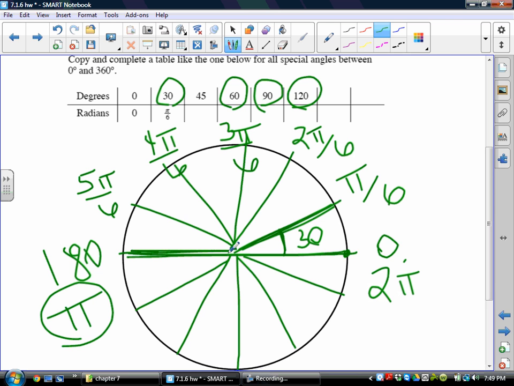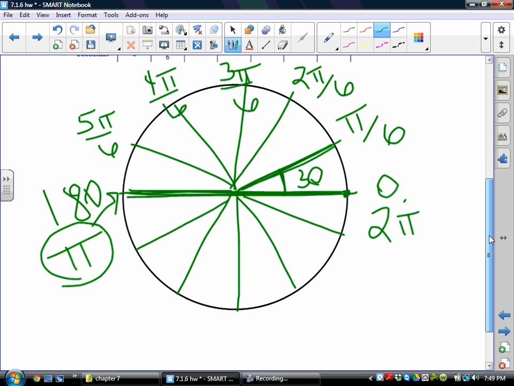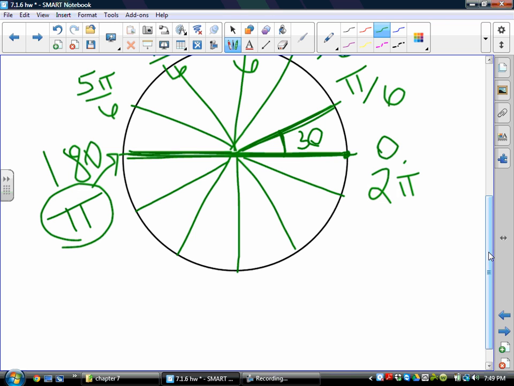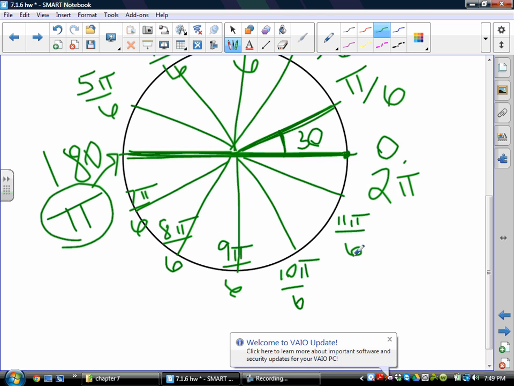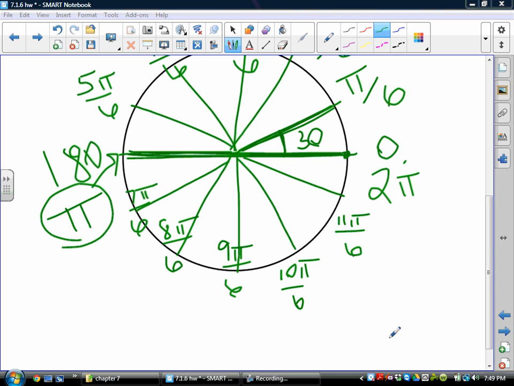Now this flat right here, straight across, is 6 pi over 6, or we know that that's also worth pi if you simplify it right away. This next one's going to be 7 pi over 6. We're just adding an extra 6 every time. 8 pi over 6, 9 pi over 6, 10 pi over 6, 11 pi over 6, and the last one would be 12 pi over 6, or also called 2 pi.